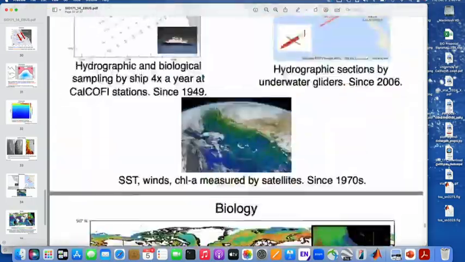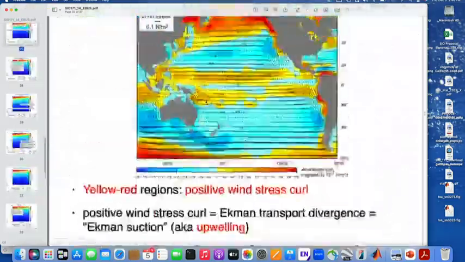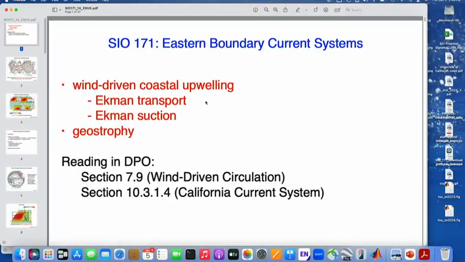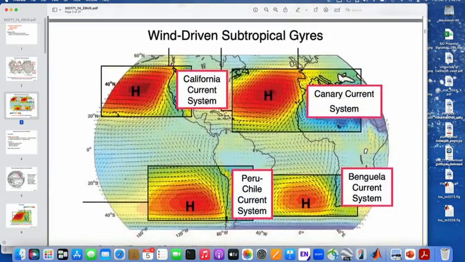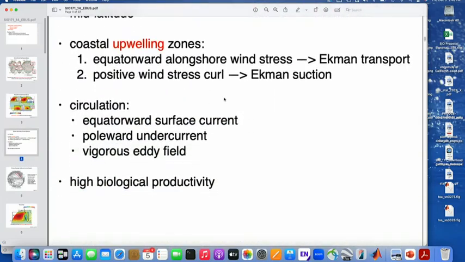And then we all breathe a great sigh of relief because this topic is way easier. Now we're on to eastern boundary current systems. Basically all this is an application of ideas that you've already seen. That's really all it is. There are no new ideas except that there is a coastal boundary. Then we pointed out where they are on the eastern boundaries.